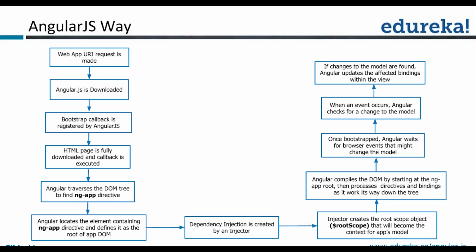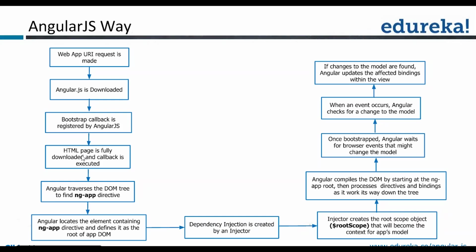Okay, so first the AngularJS file is downloaded because it's a JavaScript file. The browser makes a request to download the AngularJS file. It then bootstraps the AngularJS application. Basically, AngularJS comes with so many features and dependencies, and all those things have to be bootstrapped so that the AngularJS application can run. Bootstrapping involves creating an environment in which the AngularJS application will work. It provides an environment.